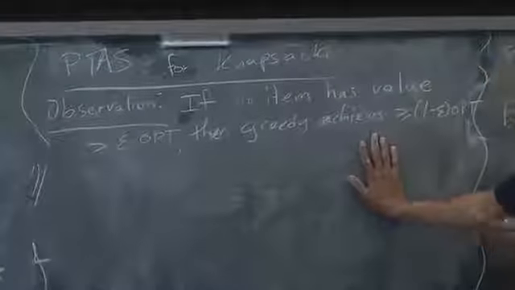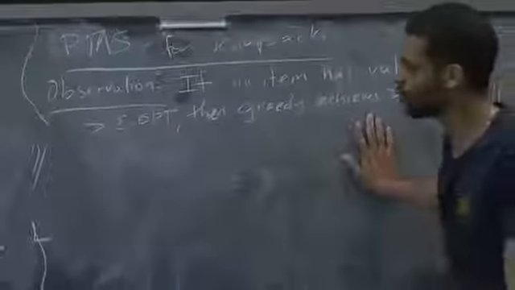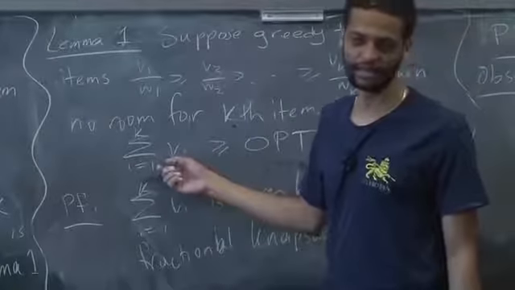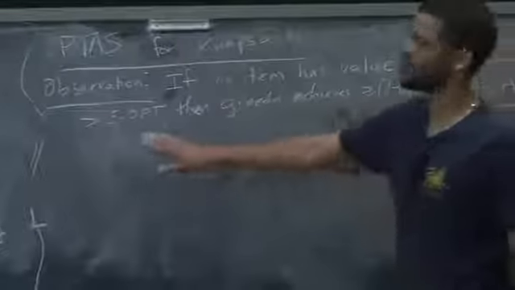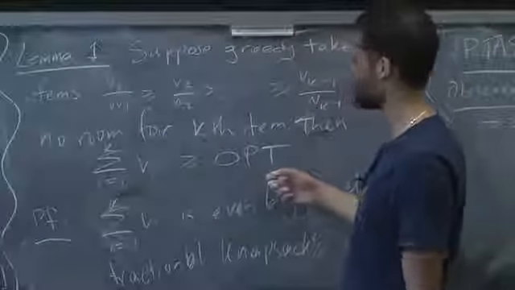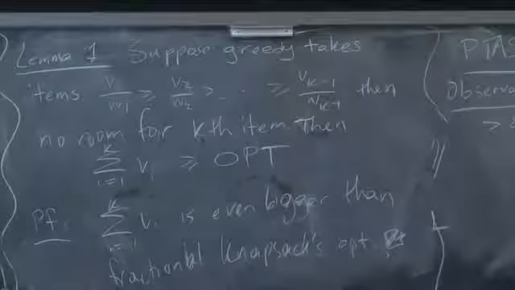This is true because of the lemma. Greedy gets the first k minus 1 things in this sum and misses out on the kth. But if no item has value more than epsilon times opt, then missing out on the kth is at most losing us epsilon times opt. So the sum of the first k minus 1 is at least 1 minus epsilon opt.